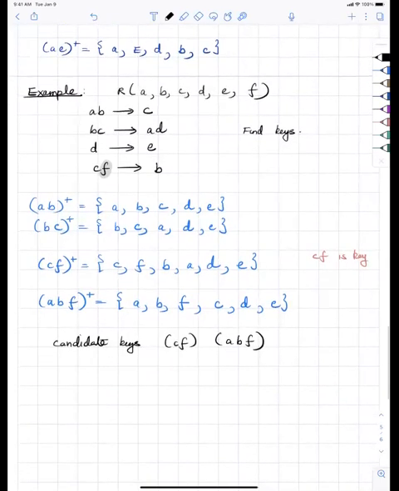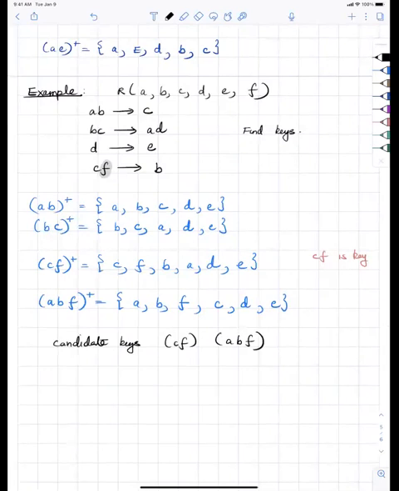And these are minimal keys because if you remove the F from either one, you're not going to get everything. F only appears on the left, so F has to be in any key. BF by itself is not a key, AF by itself is not a key. You can check and see, that's something you must check. So you do need A, B, and F together to get the key.